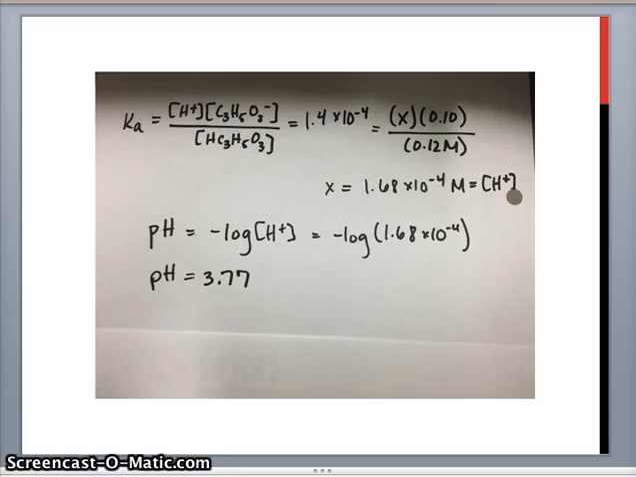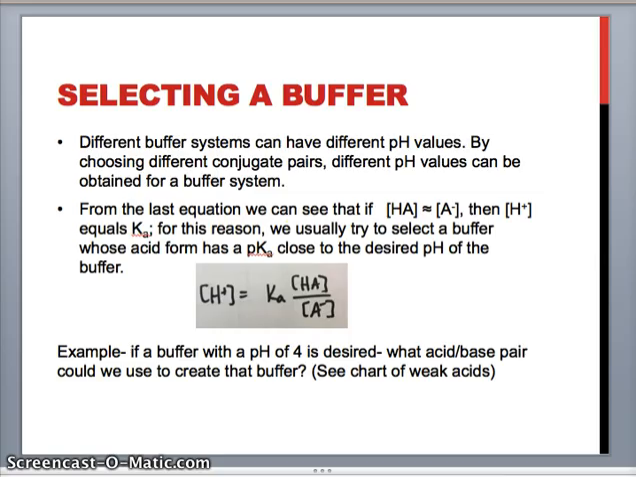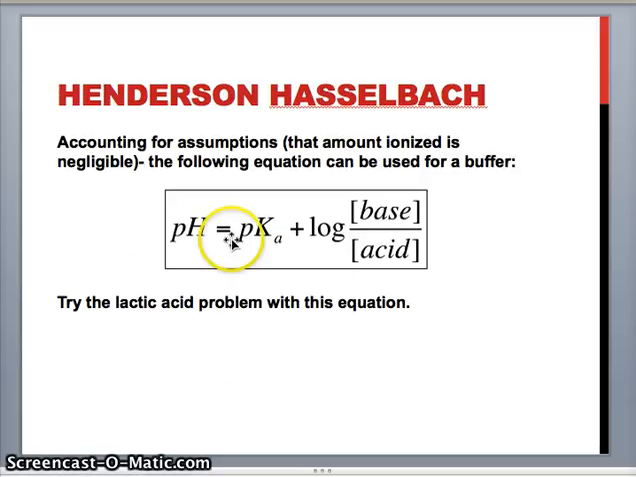And we get a pH of 3.77. So now what we're going to look at is an idea that because we always have this same relationship where our H+ ions for buffers is equal to our Ka times our acid over our base, we end up seeing that this process is pretty repetitive and we see the same things over and over again. So we can actually derive an equation for buffers using these assumptions.